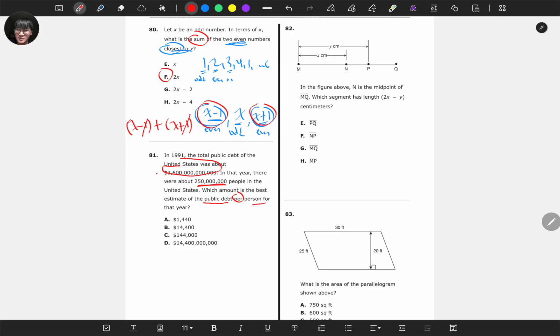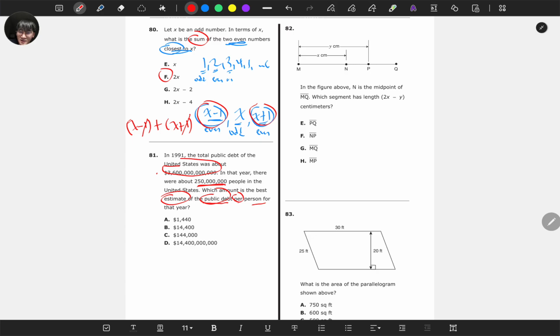And here they're saying estimate, but that's what it means intuitively, because technically not all people have the same amount of debt. But anyways, I think the intuition here helps, because now you know what kind of problem this is. This is a division problem, okay? So you need to find the public debt per person.